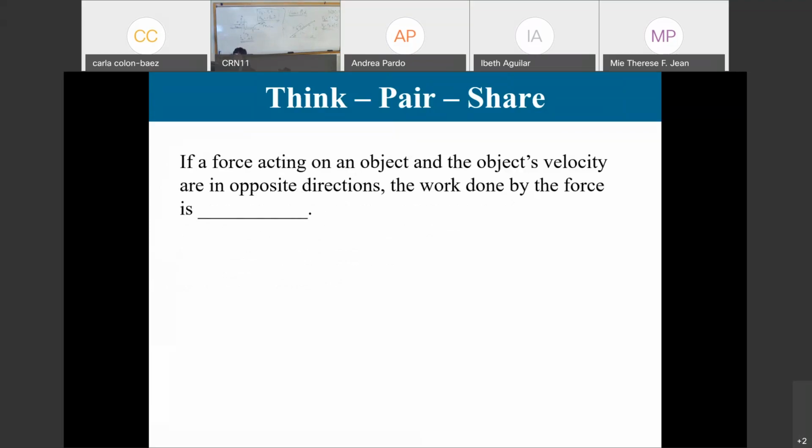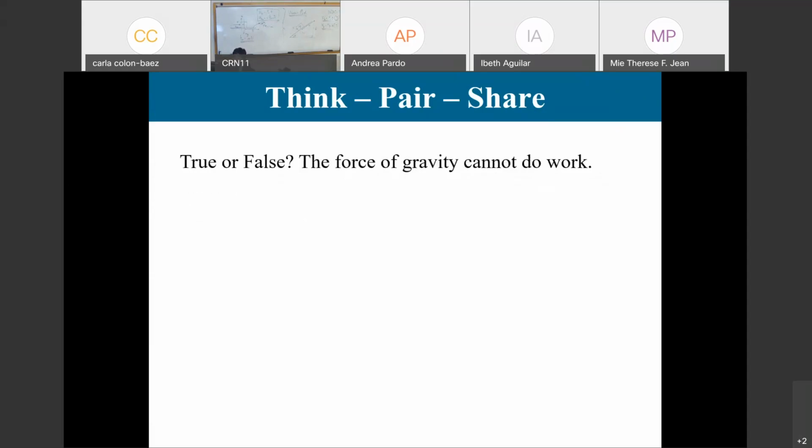What do you think about this? If a force acting on an object and the object's velocity are in opposite directions, the work done by the force is what? Positive or negative? Negative, exactly. Let's talk about that. True or false? The force of gravity cannot do work. False because there is gravity. Yeah, exactly. And if you push something up or pull it up, there is force of gravity. Very good. Force and distance.